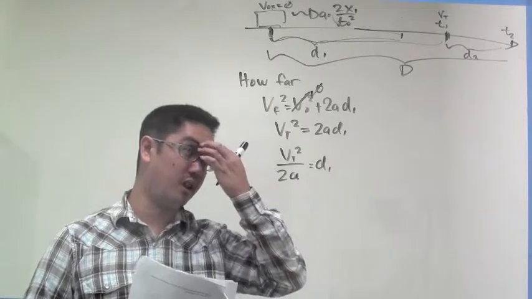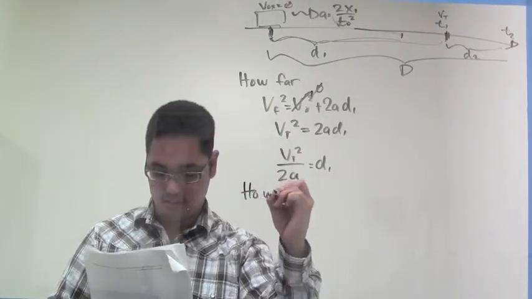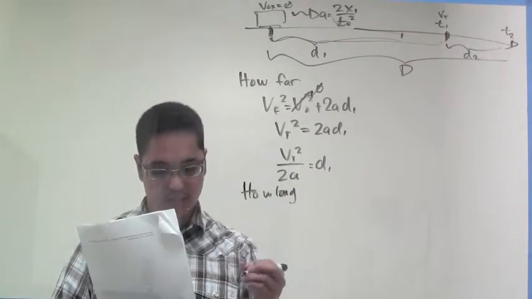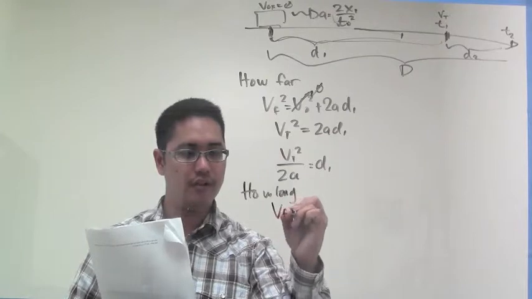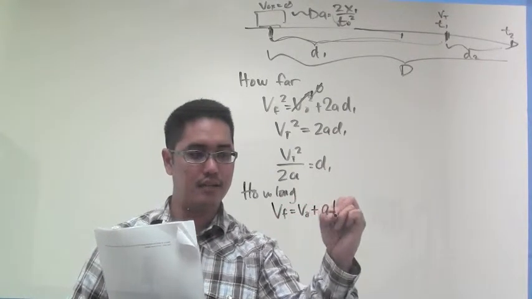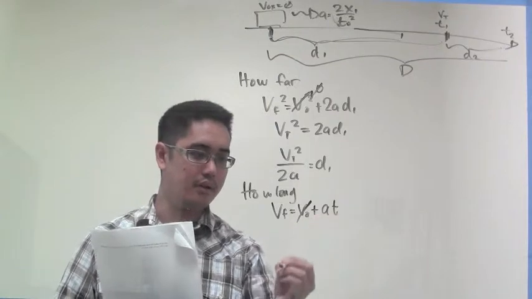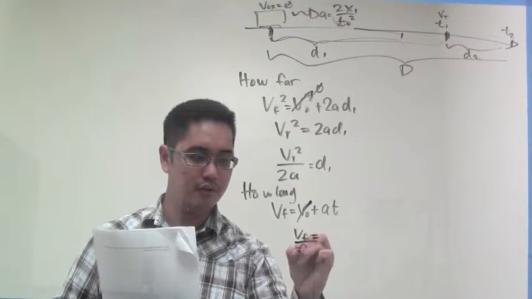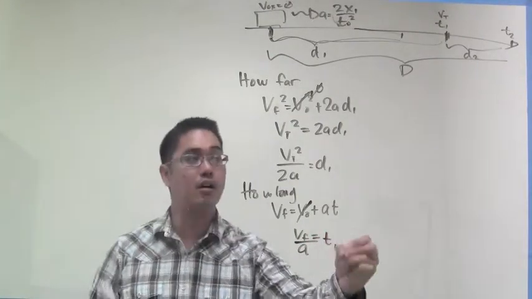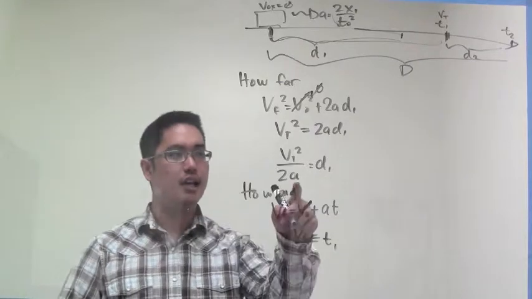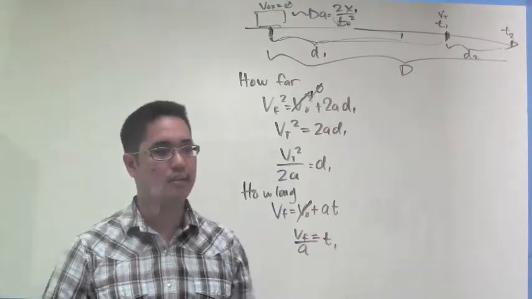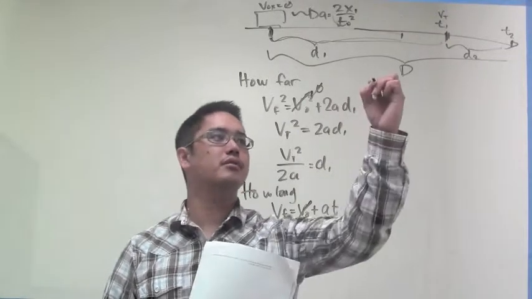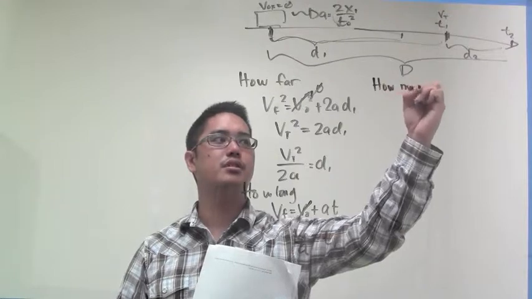That's the distance he traveled. How long did that take? All right, well, in this case, that's when I use this equation. V final is equal to V initial plus A times time. This is 0, I know that, so V final over A is equal to time. So that's how long it took for him to get there. Now this A, I would replace with that one, and I'll do that later. All right, how much further does he have to go? How much further?